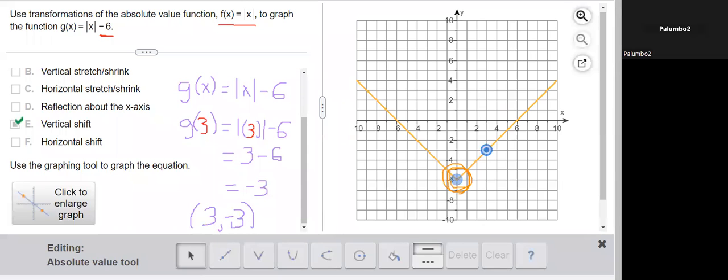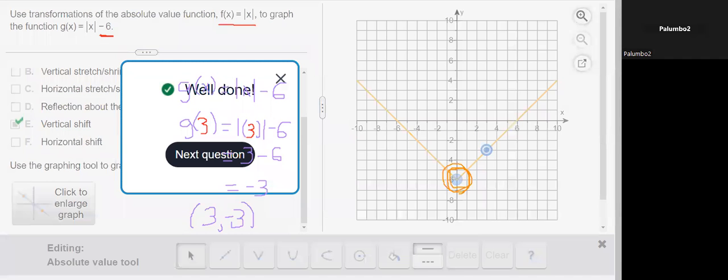So let's go back to the graph, and let me make sure that this point here is 3 to the right and 3 down, and it is. If you had a different point, start from the origin, 3 to the right, 1, 2, 3 down, and now you know that that's the same. Let's check our answer. Fantastic. Well done.